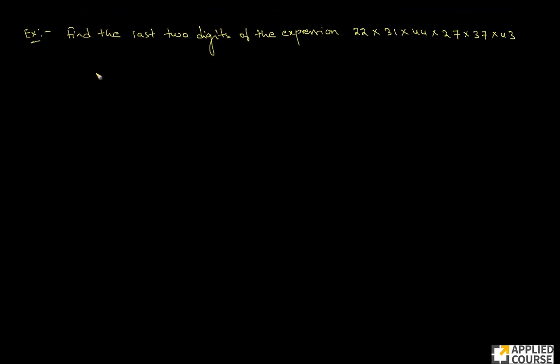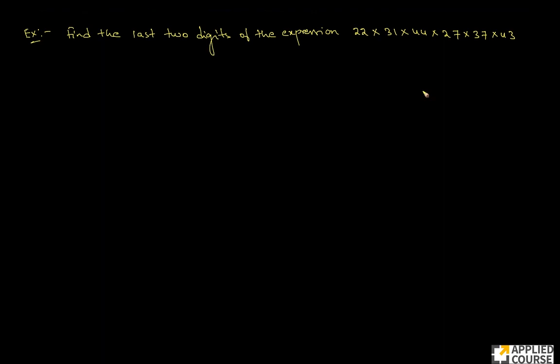Now see the question. Another example. Find the last two digits of the expression 22 × 31 × 44 × 27 × 37 × 43. They are not asking the remainder when divided by some number. They are asking to find the last two digits of the expression, right? If they ask for the unit digit, we simply multiply the unit digits, but they are asking for the last two digits.